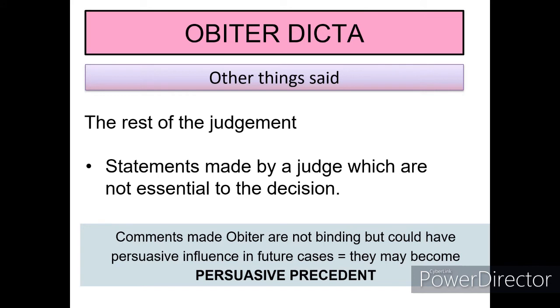And then you've got this idea of obiter dicta. That's other things said. So within a judge's judgment, as I've said, there will only be a small part that will be the binding precedent, the ratio decidendi. Everything else, statements made by the judge that are not essential to the actual decision, are called obiter dicta. And obiter dicta comments are not binding on future cases. However, they may be persuasive, so they may influence a future case. Let's see how this works.